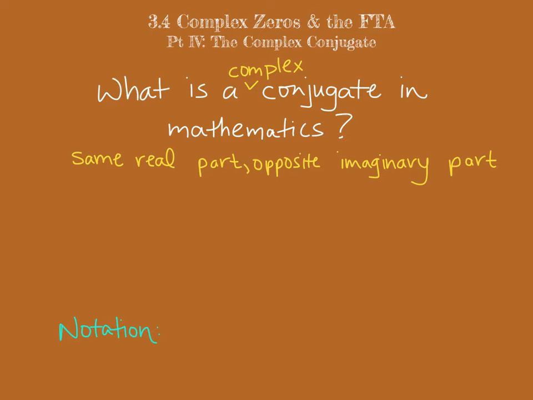So if we were to write out the complex number 15 minus 2i, its conjugate would have the same real part, 15, but then the opposite imaginary part. So instead of a minus 2i, we'd have a plus 2i. So this is the original right here, and this is its conjugate.